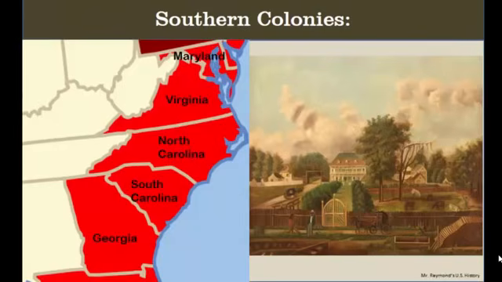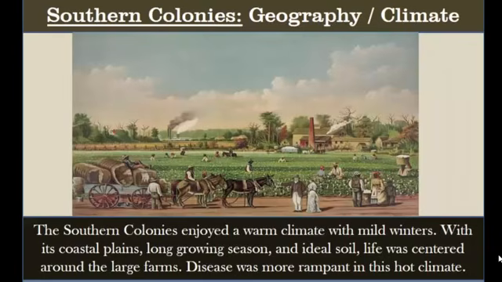Below the Middle region were the Southern colonies, made up of Maryland, Virginia, North Carolina, South Carolina, and Georgia. The Southern colonies enjoyed a warm climate with mild winters. With its coastal plains, long growing season, and ideal soil, life in the Southern colonies was centered around large farms. Of course, its hot climate also brought with it rampant disease.